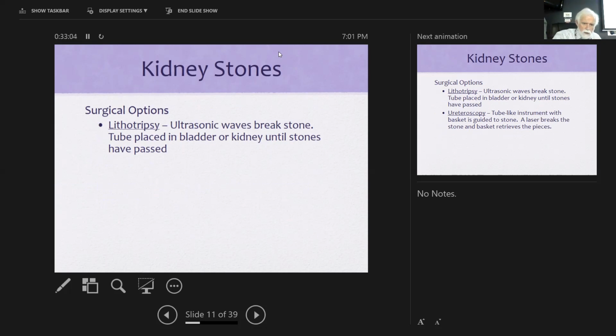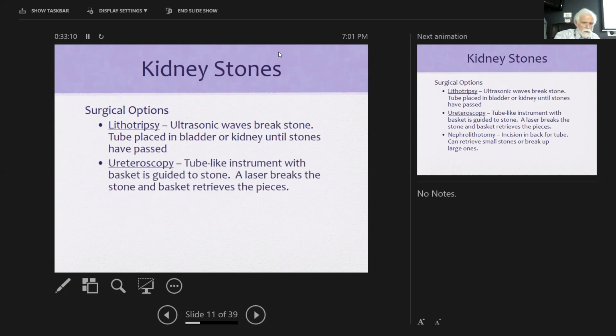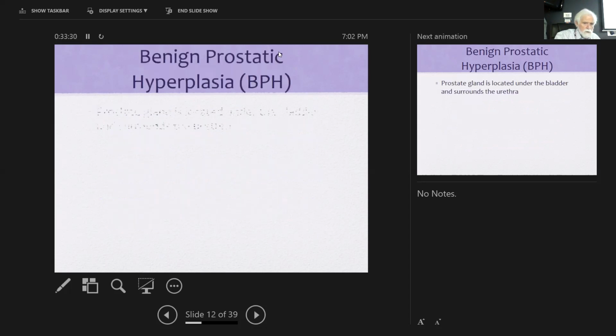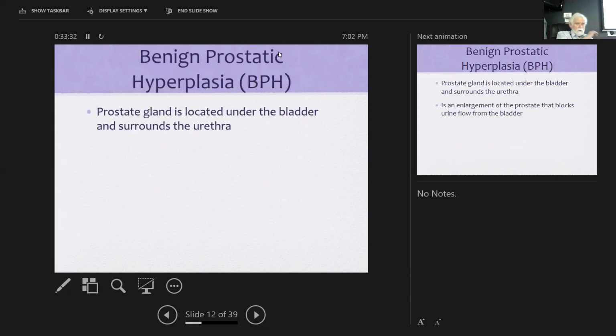And then put some sort of a drain in. Ureteroscopy is basically running a tube in there and then using a laser to kill off the stone and pick up the pieces. And then we can actually cut into the back itself to remove these.